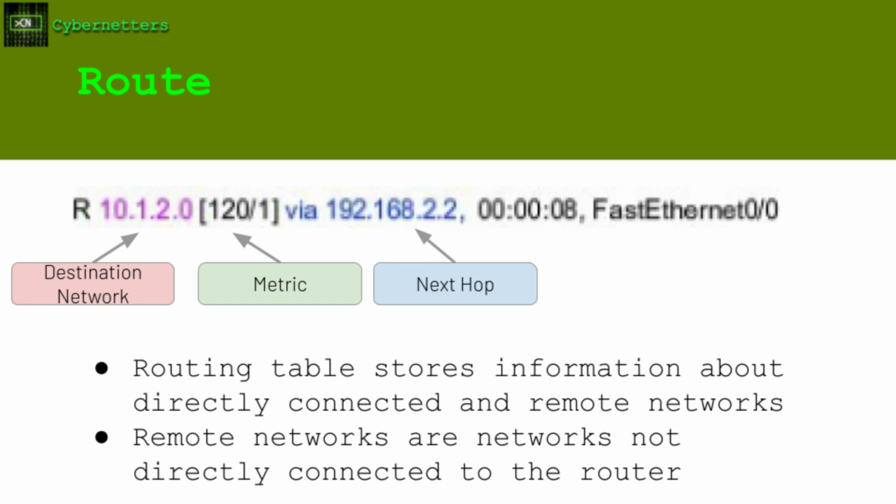So let's now think of it as a metaphor. How I like to think of it is highway navigation. The destination network is the city that you want to visit. The next hop is the nearest highway entrance, and the metric is the number of tolls or traffic conditions that determine the best route.